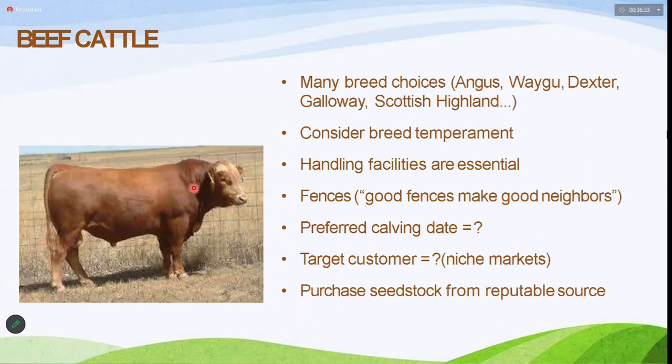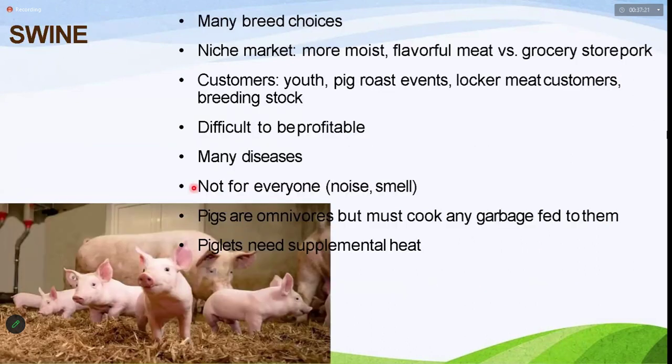Beef cattle means we raise these different breeds to get meat. There are many breed choices: Angus, Wagyu, Dexter, Galloway, breeds that have high meat production. Consider breed temperament, and handling facilities are essential. They need fences. The preferred calving date and target customer need to be taken into consideration when you go for beef cattle rearing. There are many breed choices.